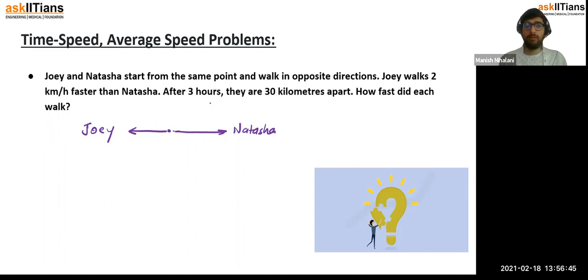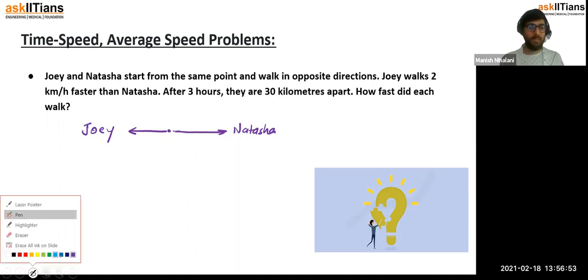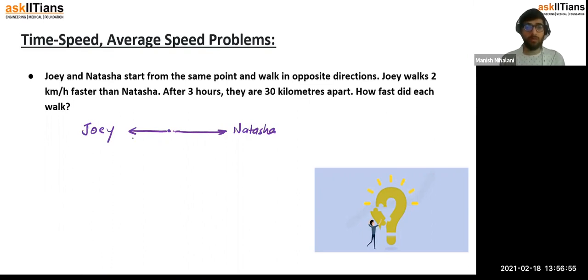Then it says after 3 hours, they are 30 kilometers apart, which means 3 hours have been spent. They keep on walking for 3 hours. I don't know why they were doing that. So after 3 hours, this is the speed and this is the distance. They are now 30 kilometers apart.